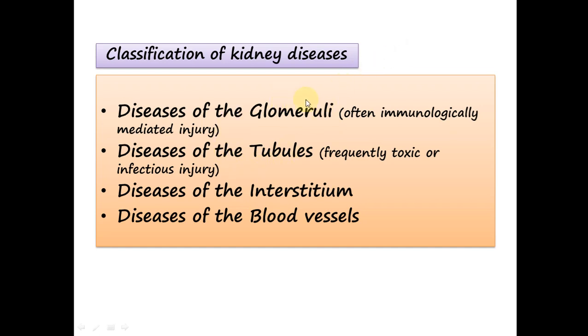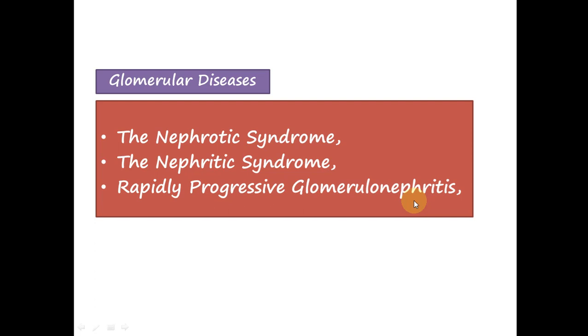And for our convenience, we divide diseases of the kidneys into diseases of the glomeruli. And keep in mind, my dear students, that diseases affecting the glomeruli are most often immunologically mediated injuries. Then we will discuss the diseases of the tubules and interstitium. And remember that the diseases of the tubules and interstitium are frequently caused by toxic agents and various infections. And finally, we will study the diseases of the blood vessels.